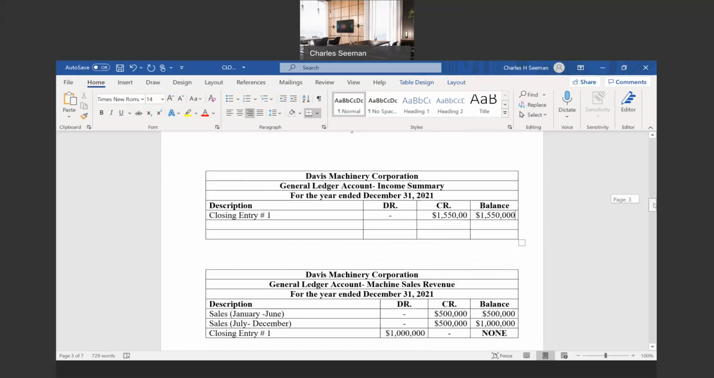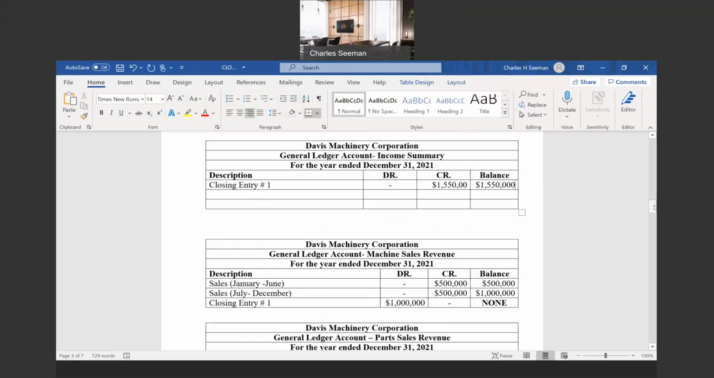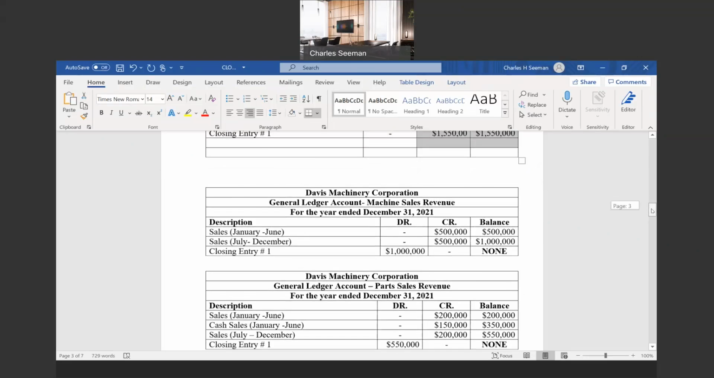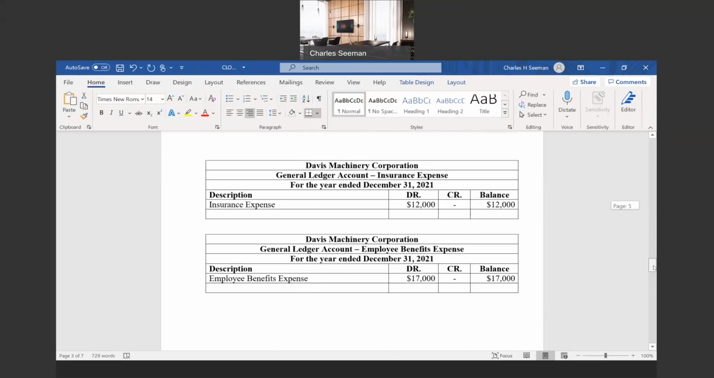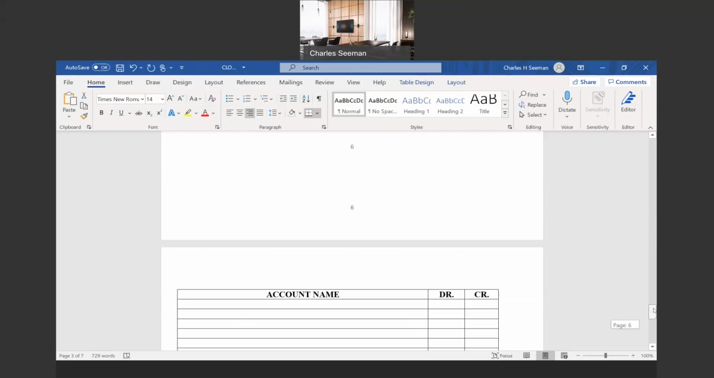So I zeroed out all the revenue accounts. There was no revenue anymore, and essentially I put it in this income summary account by doing a journal entry.